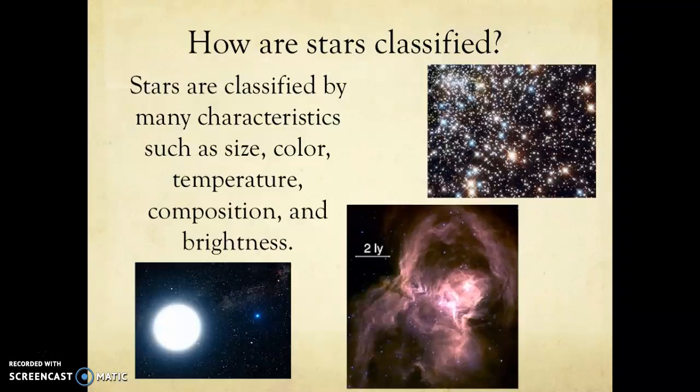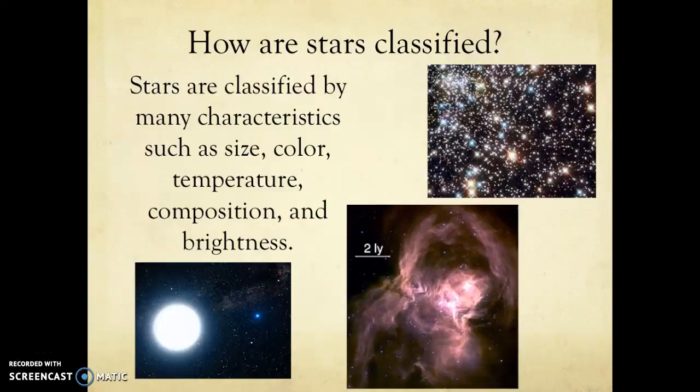We talked, when we did our first set of notes for this unit, so the universe notes, we talked a little bit about what stars are. And basically, they are giant balls of gas, mostly helium and hydrogen, and they undergo nuclear fusion to give off light and energy. So let's talk a little bit about how stars are classified.